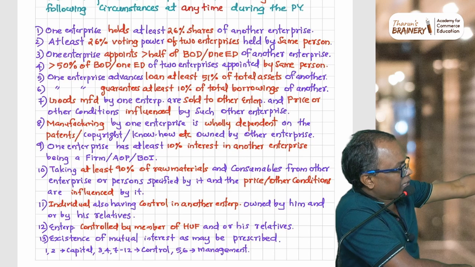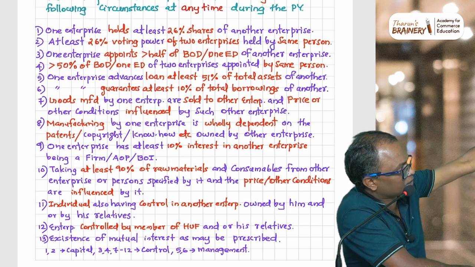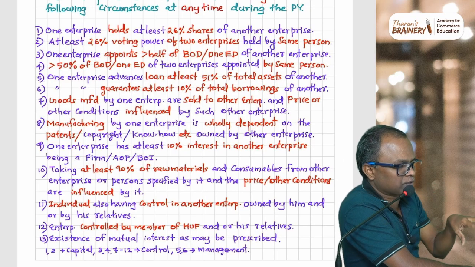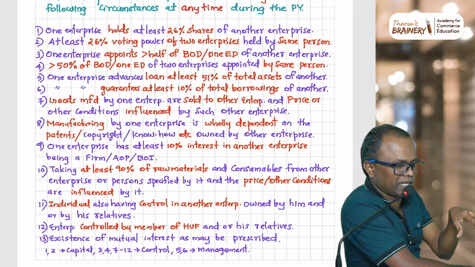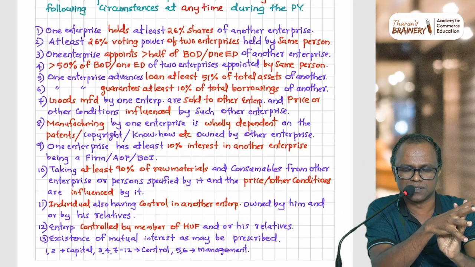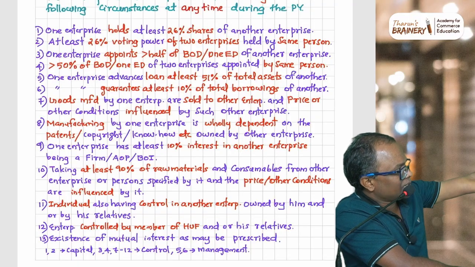And the next one is, similar to that 26% voting share triangular case, here also a triangular case is there. One company appoints more than half of the board of directors or executive directors of two companies. Then the other two companies also will be treated as deemed to be associate enterprises.